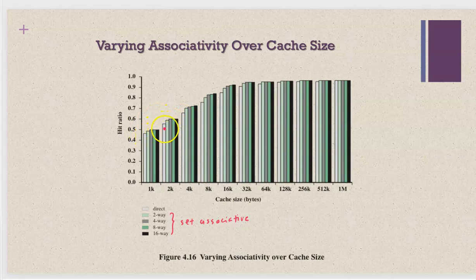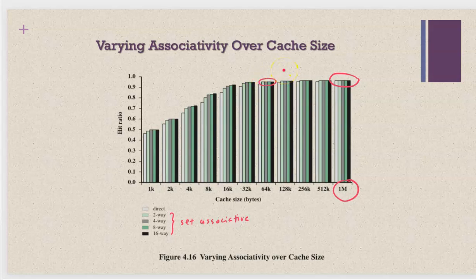And this trend is quite true for most, where the direct mapping is the lowest when compared to other set associative. But for 1 mega, direct mapping achieves the same hit ratio as the set associative mapping. But you would see that this is a very, very big cache size, which is quite unlikely in the near future. So this is a simulation. If we observe 64K, we would see that direct mapping has the lowest hit ratio, whereas 2, 4, 8, and 16 have the same hit ratio.